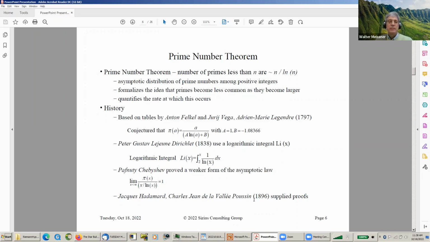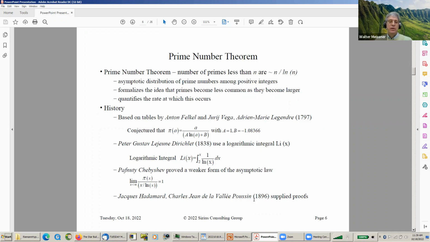So the theorem says the number of primes that are less than n are approximately equal to n over natural log of n. And so this sort of confirms an asymptotic distribution of prime numbers among positive integers. It formalizes the idea that primes become less common as they become larger, and it quantifies the rate at which this occurs.